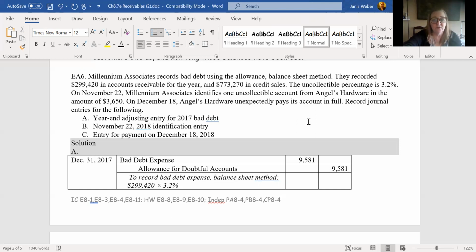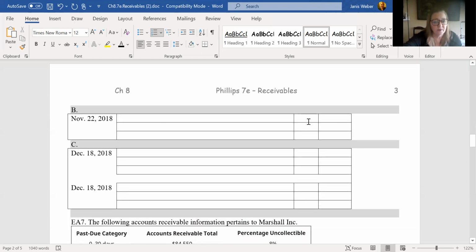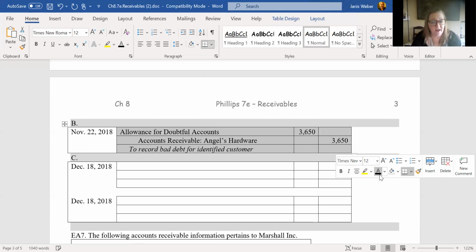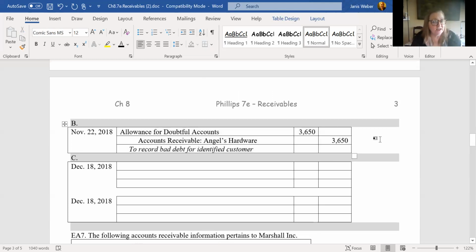The second one says November 22nd, the identification entry. Let's see what we got. This is where you're writing off a certain customer's account as bad. So this is Angel's Hardware. Writing it off does not mean a debit to bad debt expense. It means a debit to the allowance account. So we wrote off the balance, so we won't be sending the bill anymore.